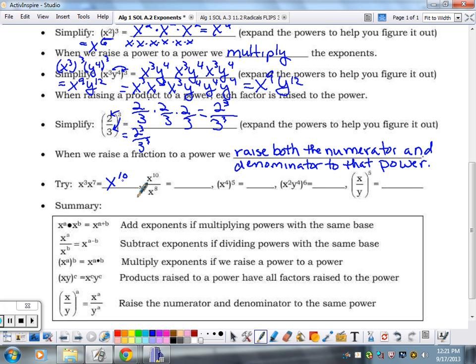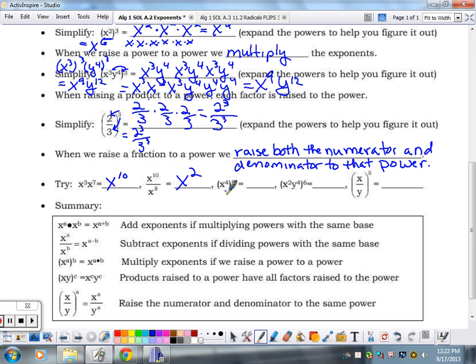Now how about this one? In my numerator, there's 10 factors of x. In my denominator, there's 8. How many am I going to be able to kind of cancel out? Well, I'm going to cancel out 8 of them. So how many are going to be left? X squared, right? 2 powers of x.